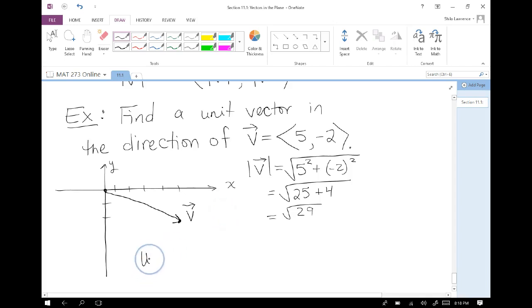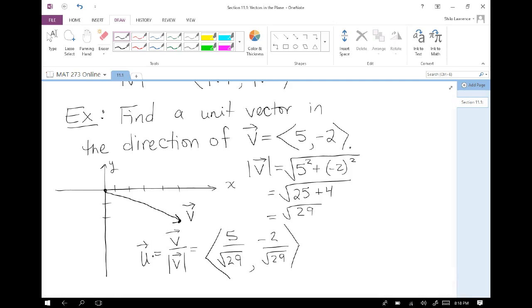So for the unit vector that's in this exact same direction, we would take vector v and divide all of the components by the magnitude of v, which we just found was square root 29. So our numerators are going to be the original components, but now we're going to introduce a denominator that is equal to the magnitude. So a unit vector in the exact same direction as v has components 5 divided by square root 29, negative 2 divided by square root 29.